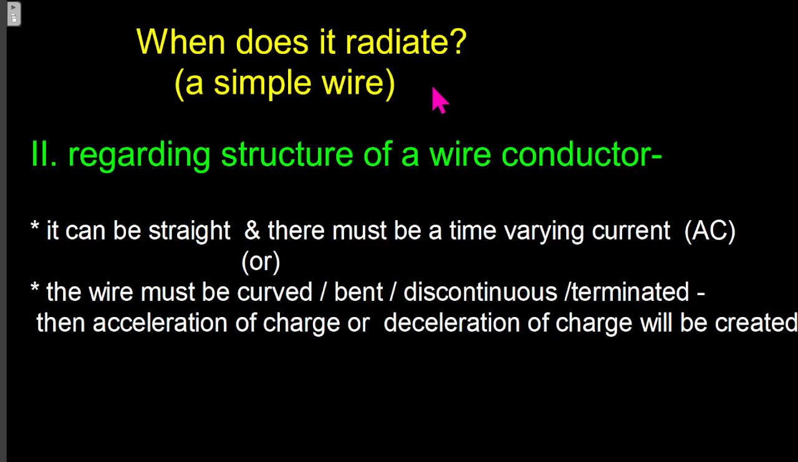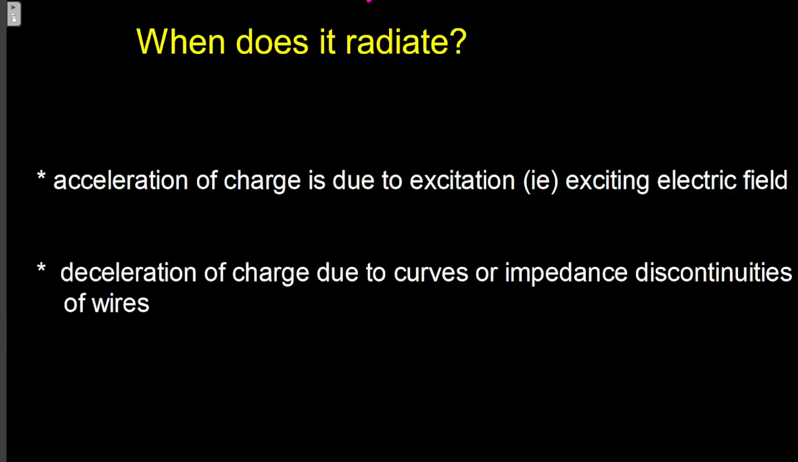You have a very simple wire, and it is a conductor. If through that wire you have the time varying current, then definitely you have radiation. Or you have the wire and that wire is curved, bent, discontinuous, or terminated, and in that you have the acceleration or deceleration of charge, then in that case also you would have the radiation. That's it about the radiation.